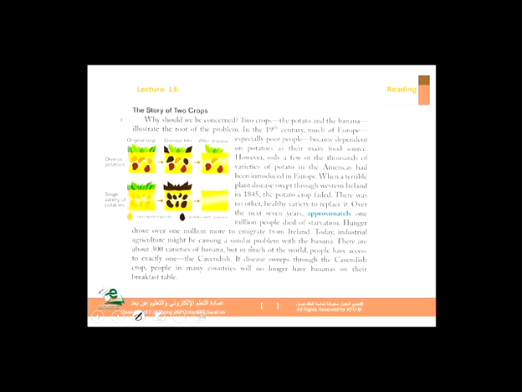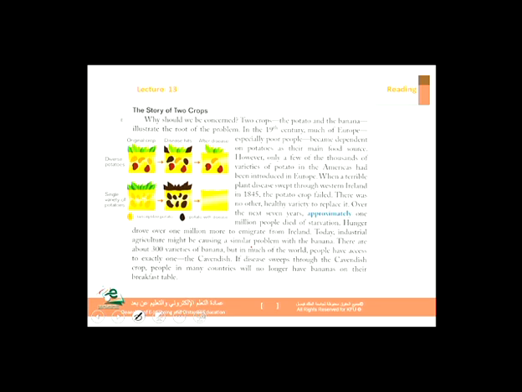However, only a few of the thousands of varieties of potato in the Americas had been introduced in Europe. When a terrible plant disease swept through Western Ireland in 1845, the potato crop failed. There were no other healthy variety to replace it. Over the next 7 years, approximately 1 million people died of starvation. Hunger drove over 1 million more to immigrate from Ireland.